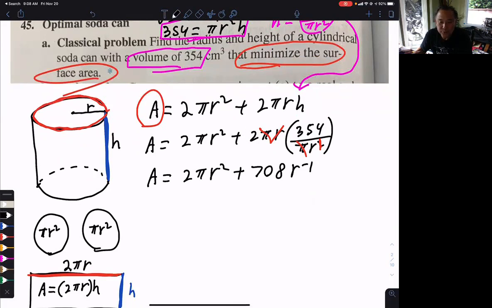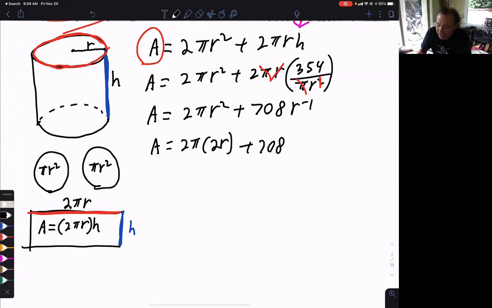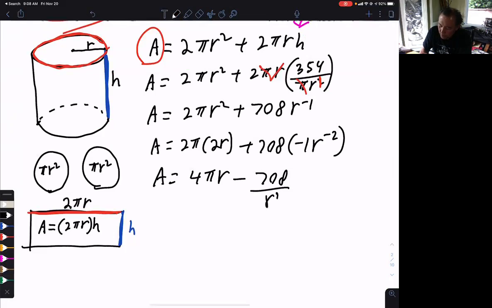Now we have to take the derivative. We can start moving faster. The 2 pi is a constant. I leave that in front. The derivative of r squared is 2r. 708 is a constant. I move the negative 1 in front and decrease the power by 1. Woo! 4 pi r minus 708 over r squared.